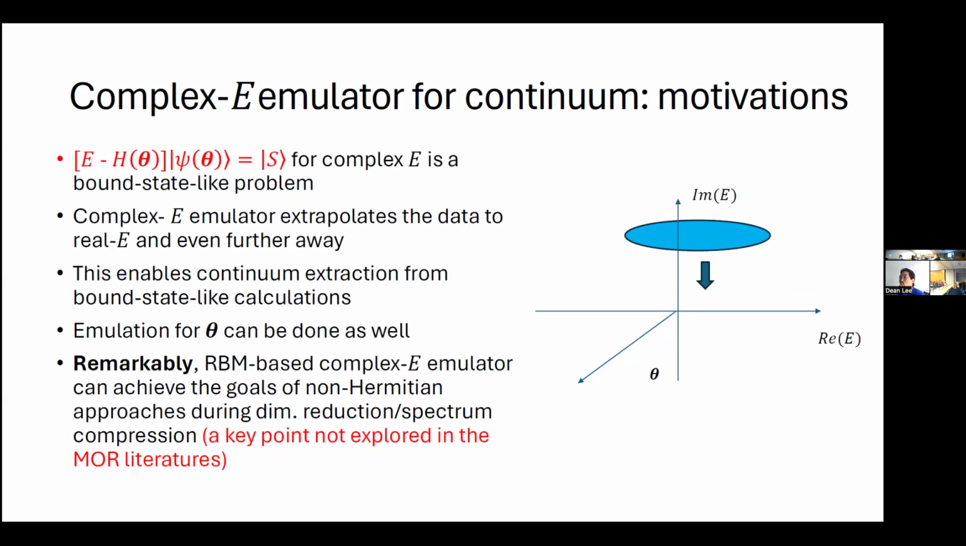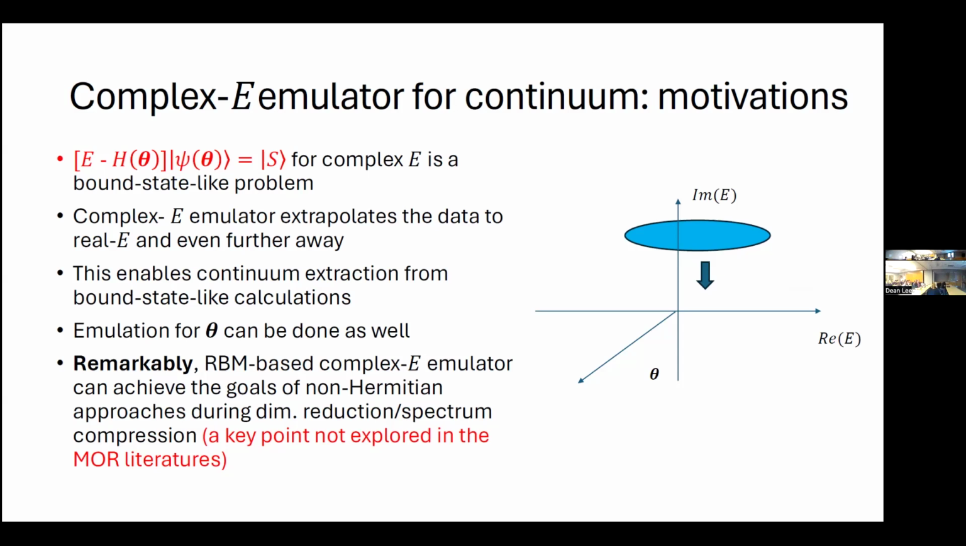So those are the different ideas people have tried. And of course, going through this route, you can extract continuum information from bound-state-like calculations. Now, for emulations, I want to use emulation technology to do that extrapolation. The other point is that you can just add extra dimensions by including theta, so you can emulate theta as well in the same framework at the same time. Going back to the previous slide, I found remarkably in the last one to two years that this kind of emulation also achieves the goals of those non-Hermitian approaches. It can rotate the branch cut and make your Hamiltonian non-Hermitian. The compressed, dimension-reduced Hamiltonian becomes a matrix, and because of that, we can actually start seeing the resonances showing up as eigenvalues.